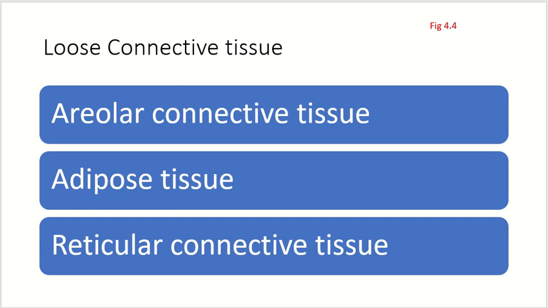So now moving forward, we're going to look at each of these types of connective tissue individually, starting with our loose connective tissue. We've got areolar connective tissue, adipose tissue, and reticular connective tissue.